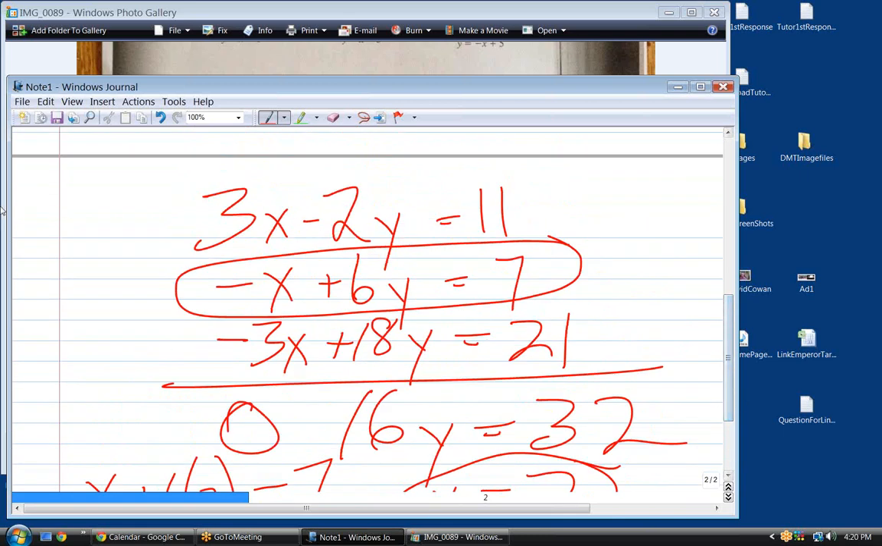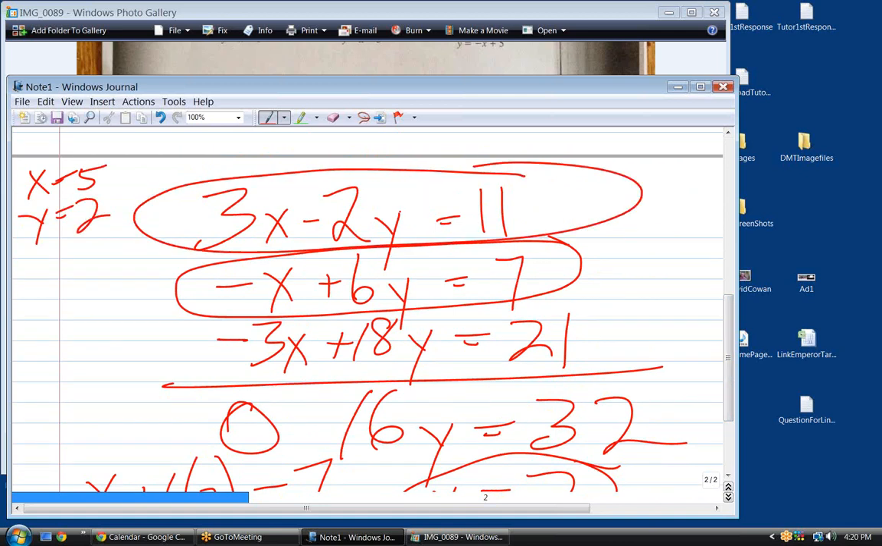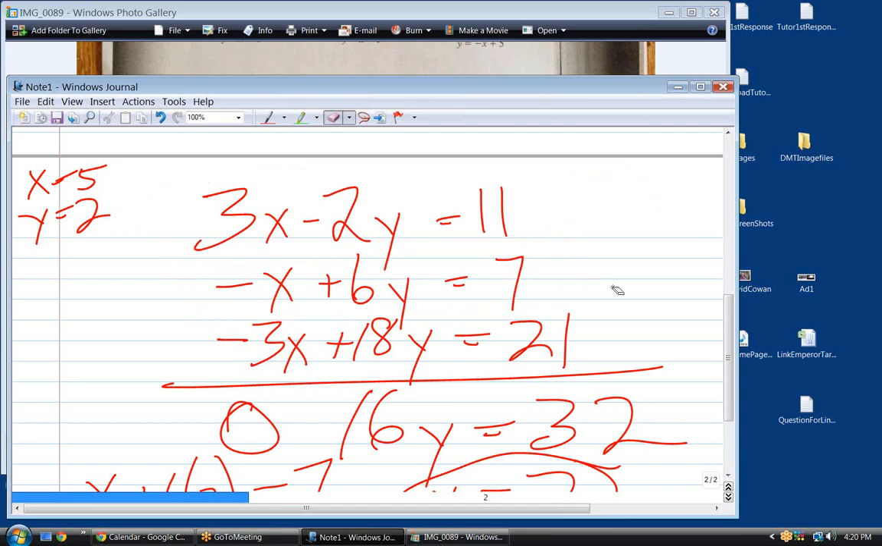Well, let's check. X equals 5, y equals 2. Does that work? 3 times 5 is 15, minus 2 times 2 is 4, 15 minus 4 equals 11. It does work. That's called solving a system of 2 equations and 2 unknowns by elimination.